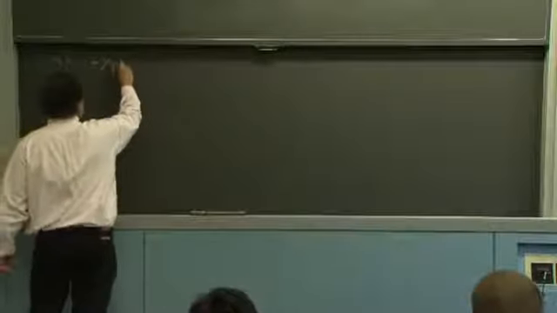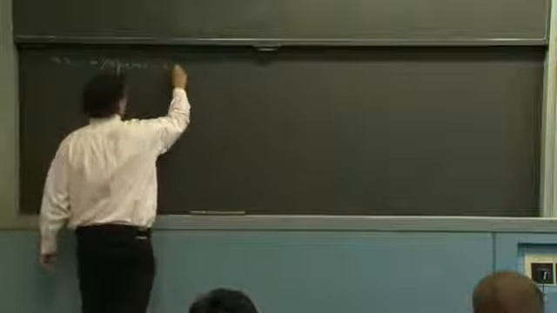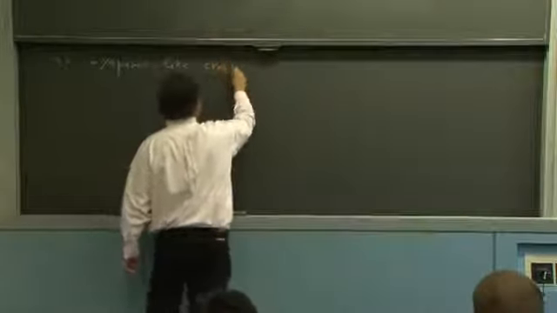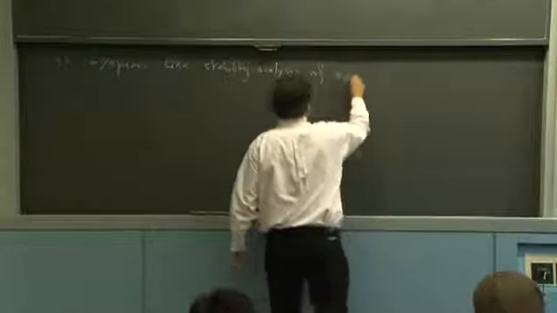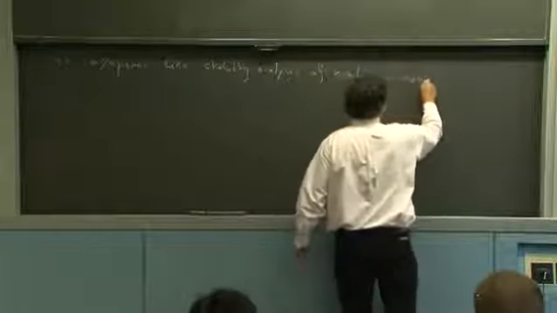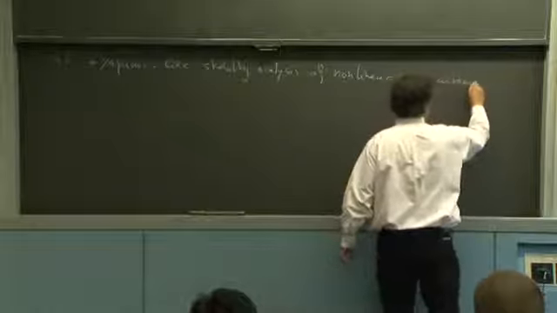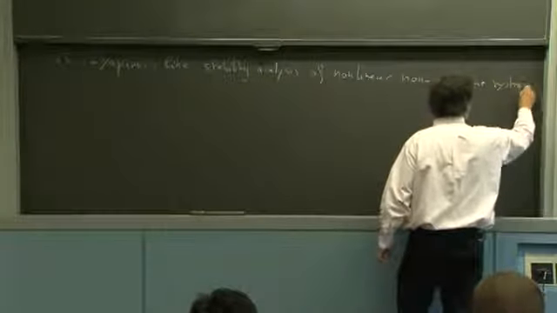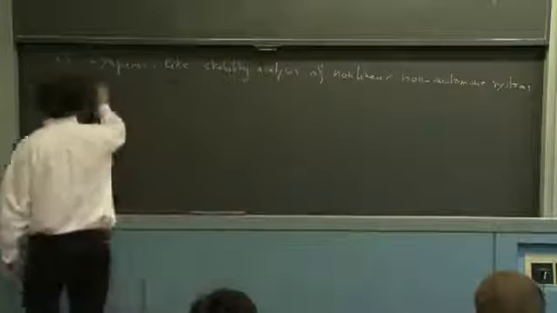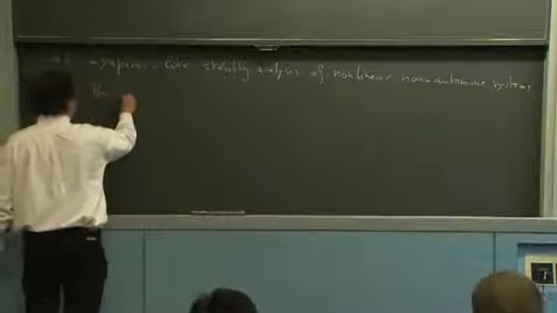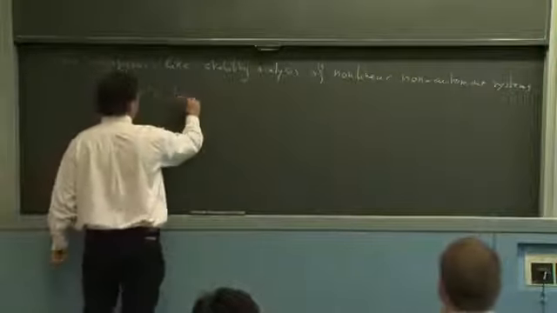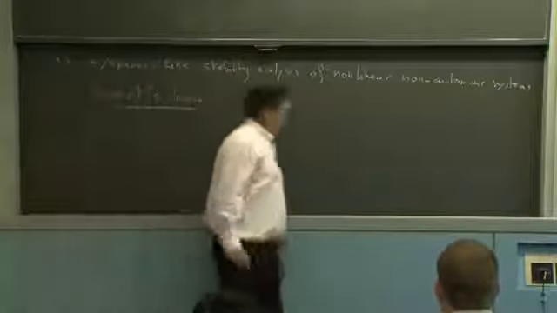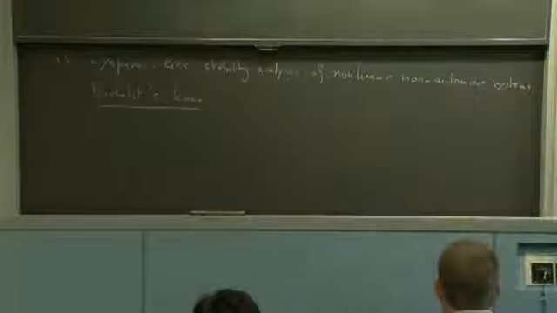So it's a Lyapunov-like stability analysis of nonlinear, non-autonomous systems, and the result that we'll focus on, again, there's many results in this context, but a particularly simple result we'll focus on is what's called Barbalat's lemma, which again is from the 1950s, and it's a result in analysis.